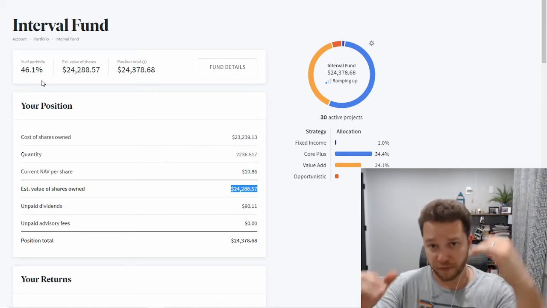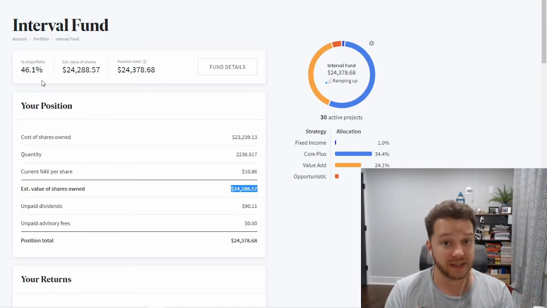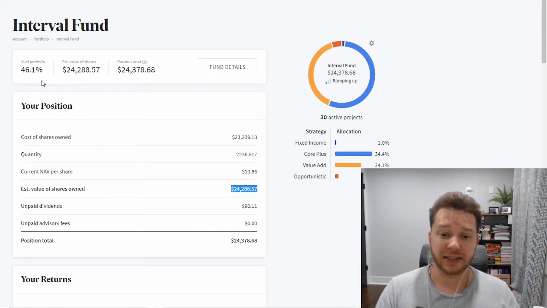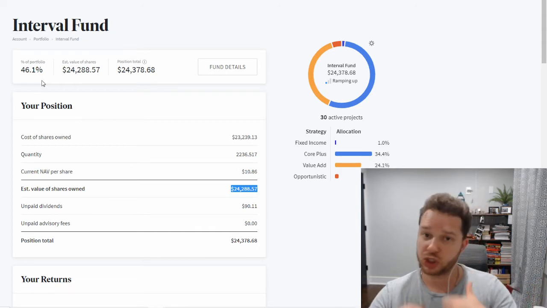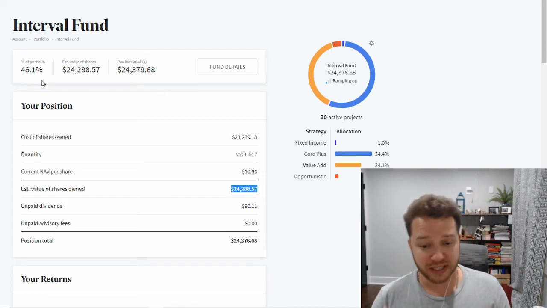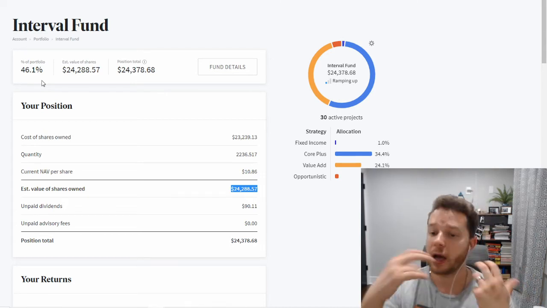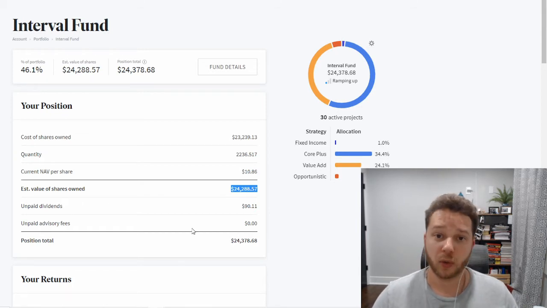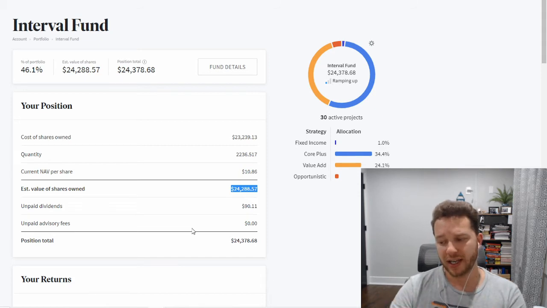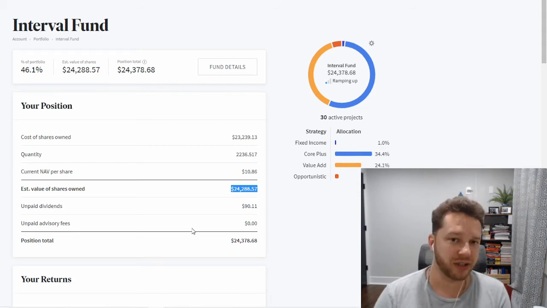So there's other funds or eREITs in that list below, which you could do the same type of analysis on, and you could see how much appreciation you're getting, how much the price per share is for that specific fund, how much you bought it for, and how much it's worth now.